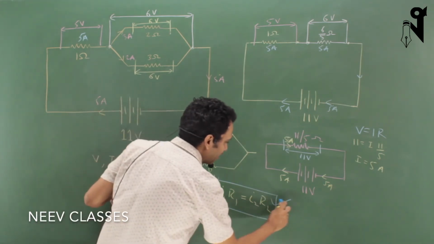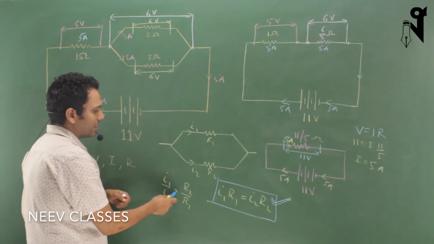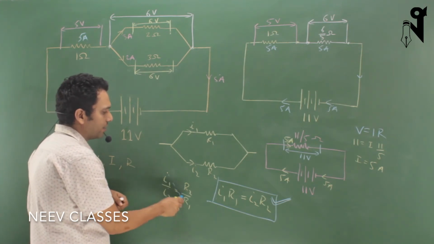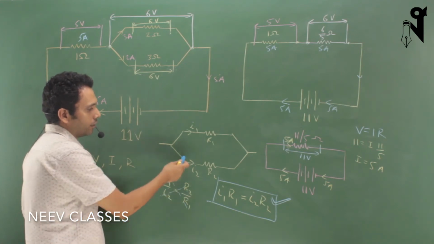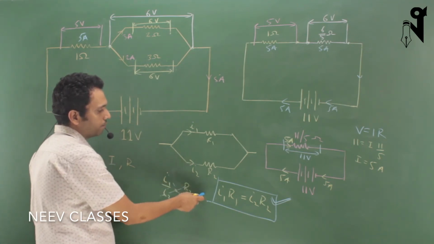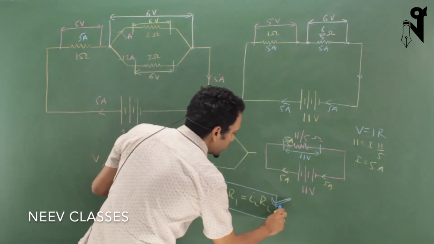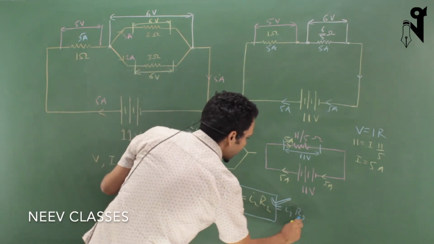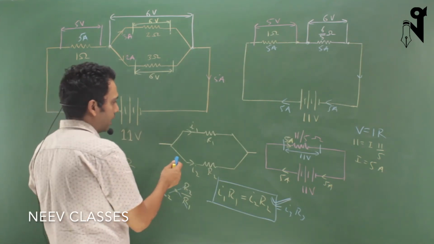This is the right thing to do, and remember this, but I would say don't go by this. Why? Because if you have three resistances, there was an R3 over here. Then again this is going to hold: I1 R1 is equal to I2 R2 will be equal to I3 R3. But you might mess up the stuff if you are using ratios.